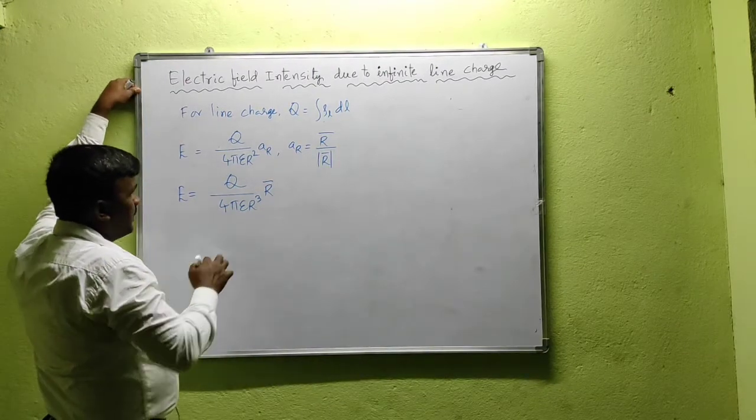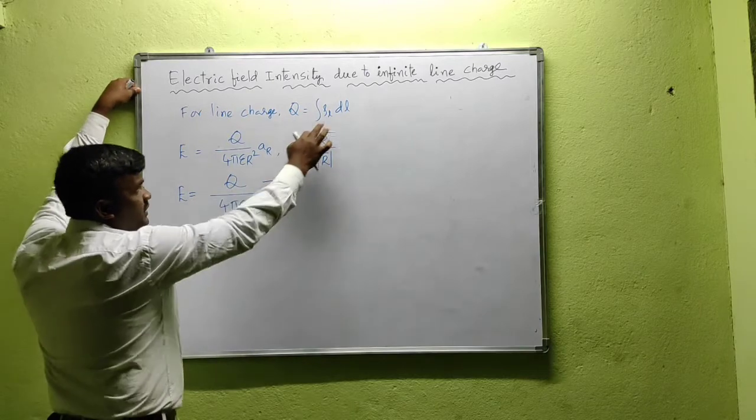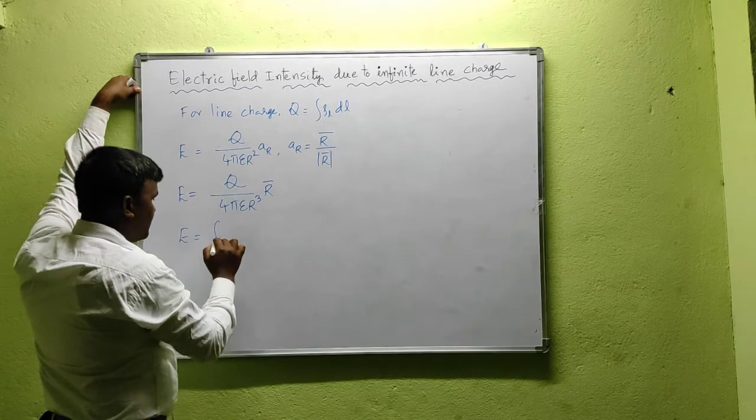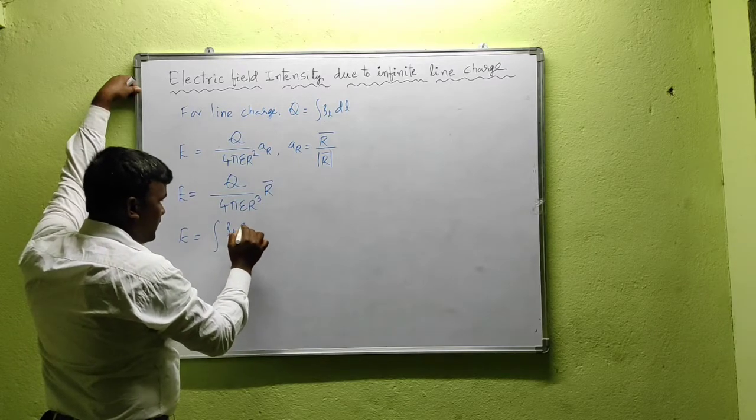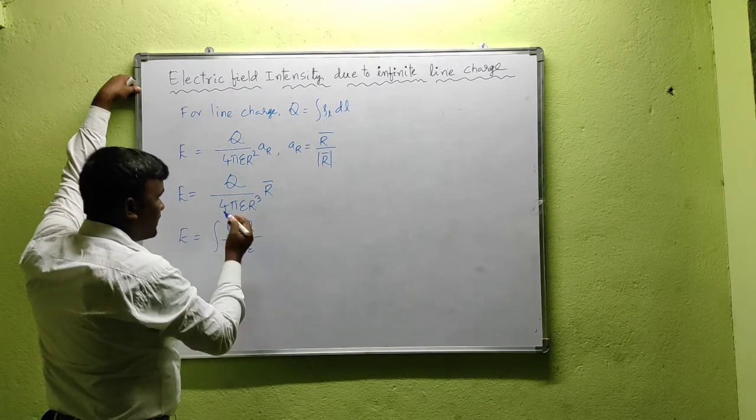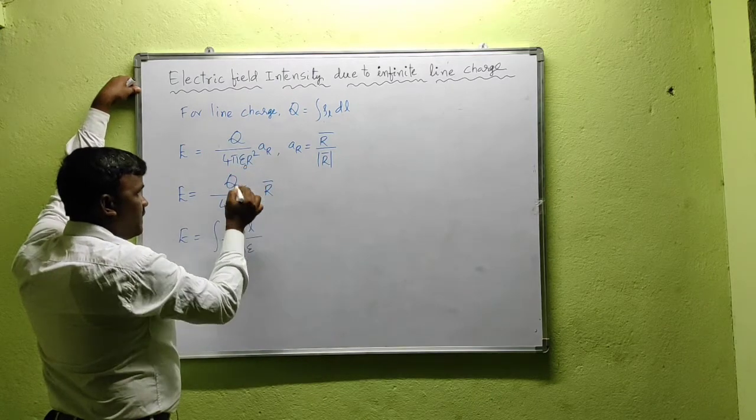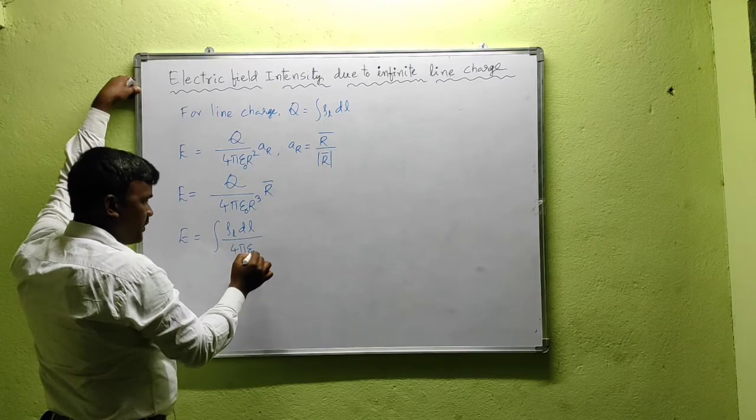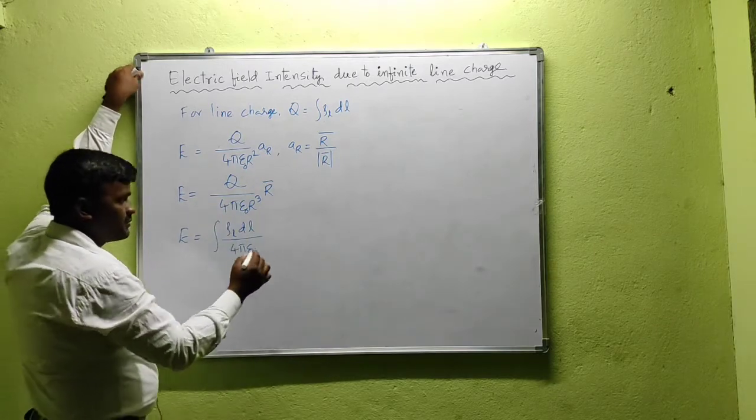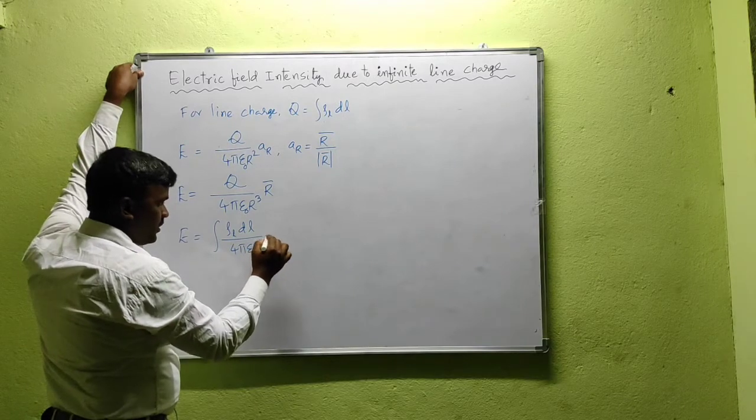Okay. Now in this case, we need to replace this Q with this line charge. So that's why E equal to integral rho L dL by 4 pi epsilon. Consider the medium as free space, that is 4 pi epsilon naught. Epsilon becomes epsilon naught for free space. So 4 pi epsilon naught R cube into R bar.